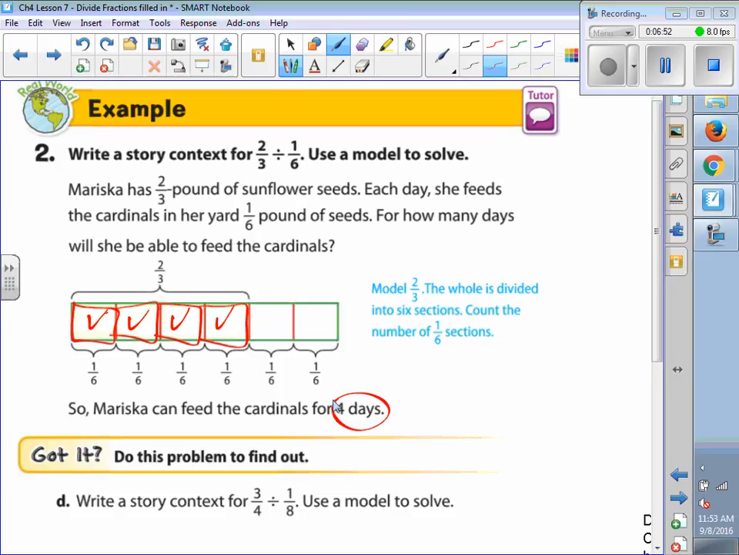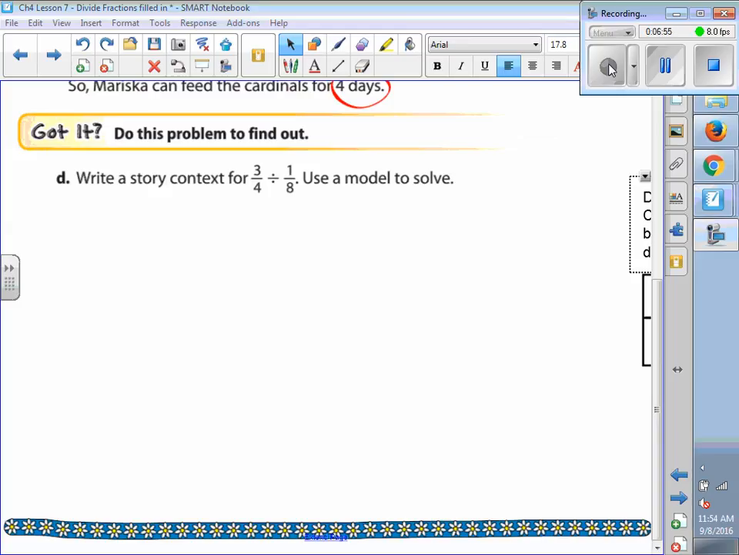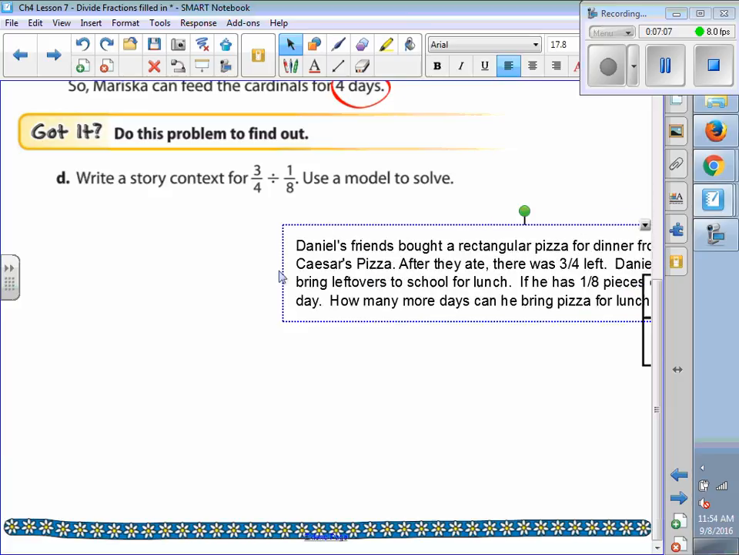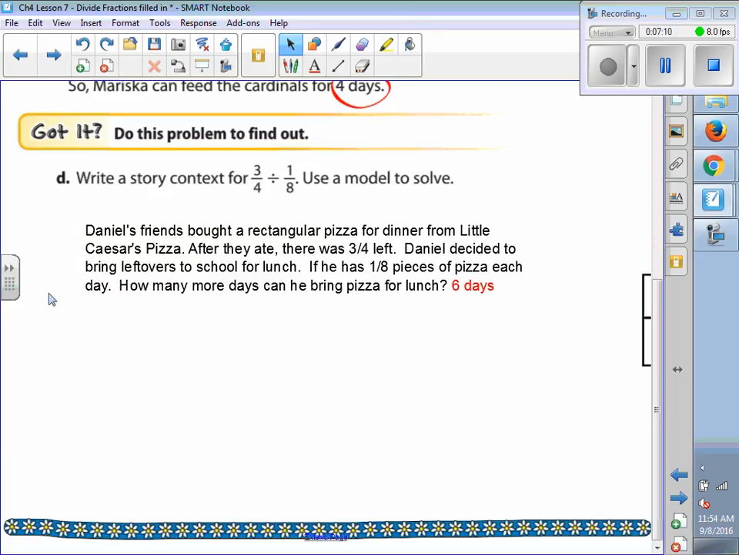Yes. All right, for this next example, it says write a story context for 3/4 divided by 1/8. And then we want to use a model to solve. So, I've already gone ahead and pre-written the story. So here it says, Daniel's friends bought a rectangular pizza for dinner from Little Caesar's Pizza. After they ate, there was 3/4 left. So 3/4 of the pizza was left. Daniel decided to bring leftovers to school for lunch. If he has 1/8 pieces of pizza each day, how many more days can he bring pizza for lunch?